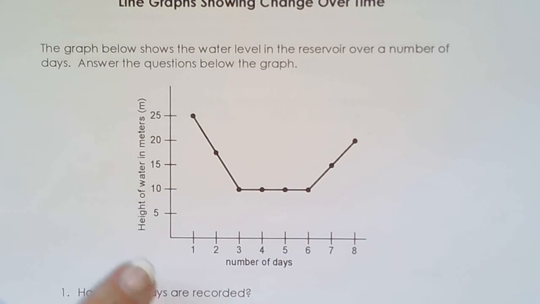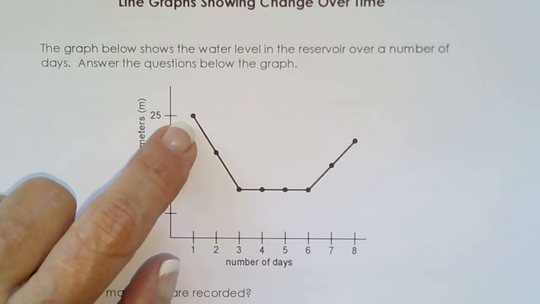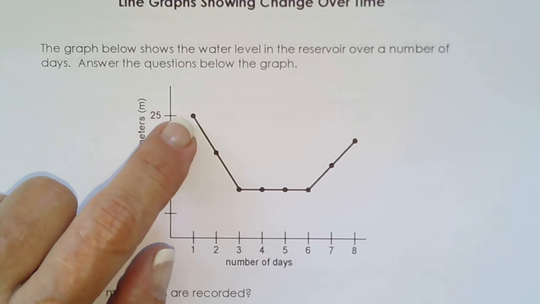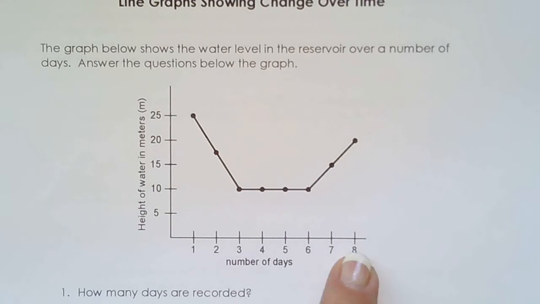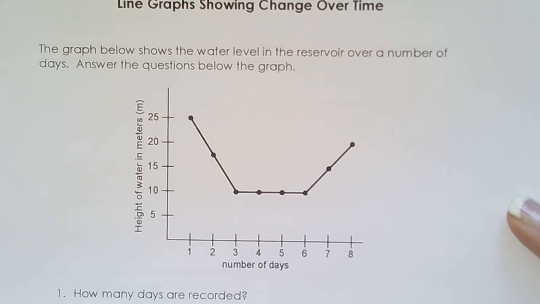So how many days are recorded? Well, the easiest way is just to count the points. 1, 2, 3, 4, 5, 6, 7, 8. And you can see that matches with what we have there. So don't just write 8, write 8 days.